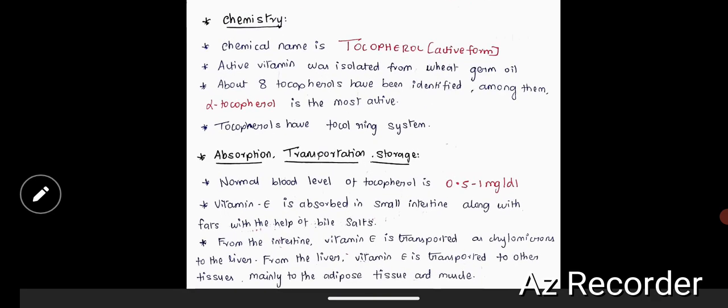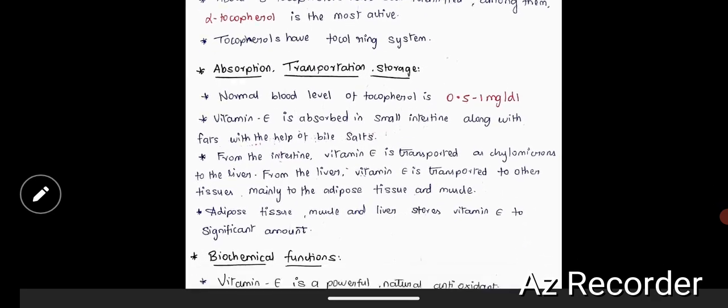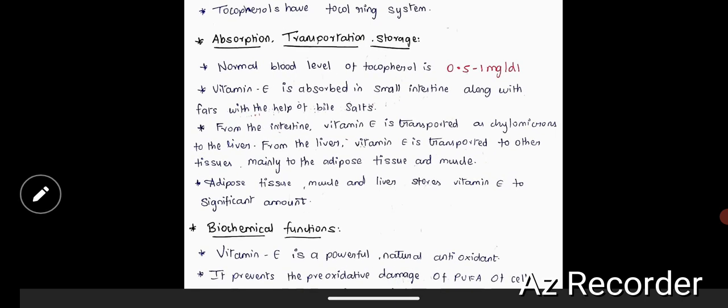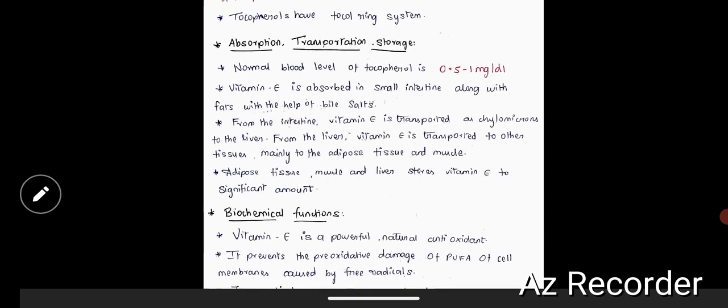Then we'll see about absorption, transportation, and storage. This is basic for all the fat soluble vitamins. The normal blood level of vitamin E, that is tocopherol, is 0.5 to 1 milligram per deciliter. Vitamin E is absorbed in the small intestine along with fats with the help of bile salts. We already know this. From the intestine, vitamin E is transported as chylomicrons to the liver. From the liver, vitamin E is transported to other tissues, mainly to the adipose tissue and muscle. Adipose tissue, muscle, and liver store vitamin E in significant amounts.